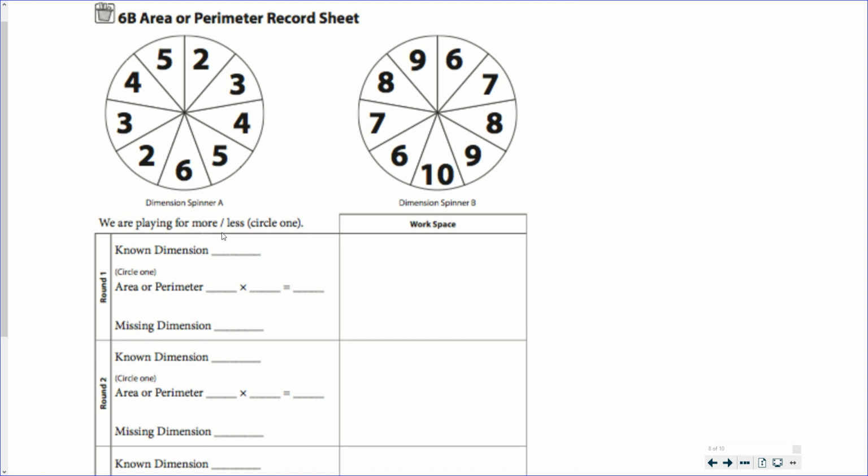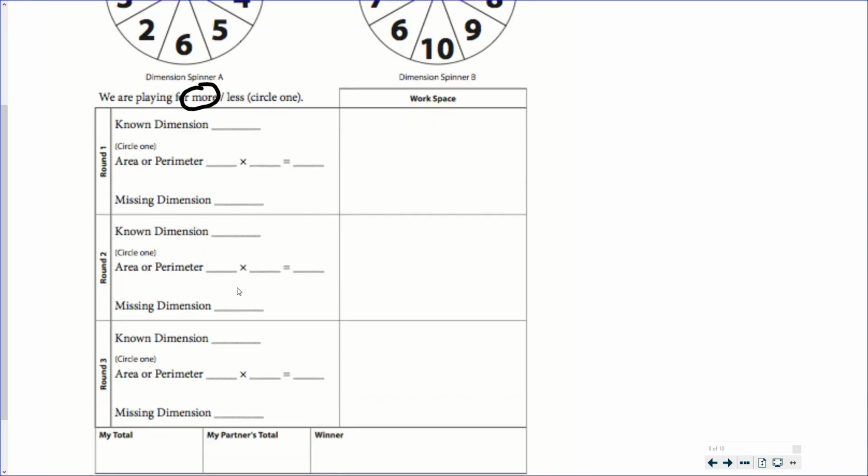You will mark that down up here, and let's say that we are playing for more. That means that at the end, when you add up the missing dimensions for yourself and your partner adds up their missing dimensions, whoever has the most on those three missing dimensions would win. If you had instead ended up with less, if you add up the missing dimensions here, here, and here, whoever has the least would win.